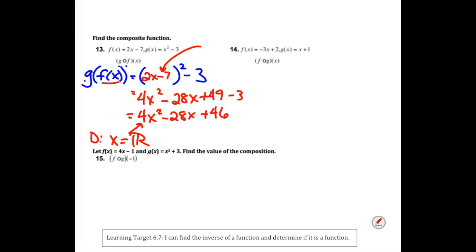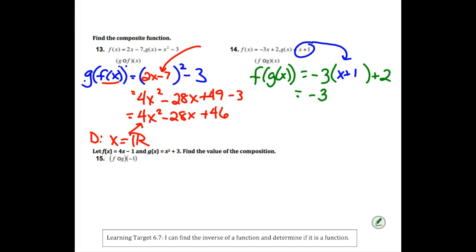Okay? All right. Question 14. Function f is negative 3x plus 2. Function g is x plus 1. This time they are asking us to do f of g. So we're going to start with function f, negative 3 times something plus 2. And inside we are going to dump function g, which is an x plus 1.